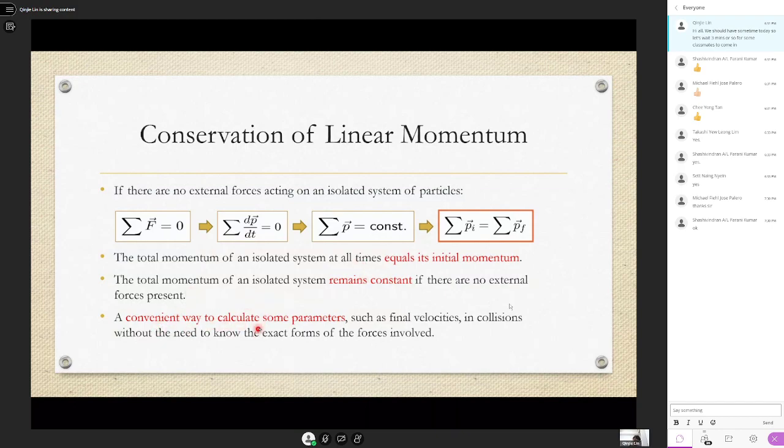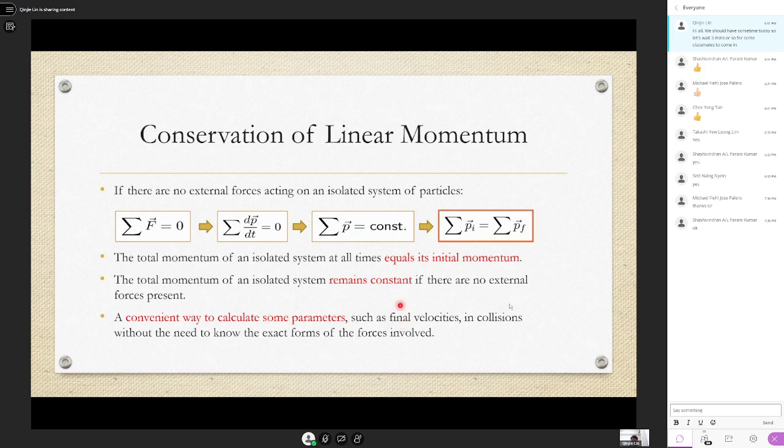A convenient way to calculate some parameters, such as final velocities in collisions, without the need to know the exact forms of the forces involved. So forces, when we learn, are useful for calculating a certain kind of question, and energy is useful for doing a certain kind of problem. Now we come to momentum. It will be useful for its own class of questions also.